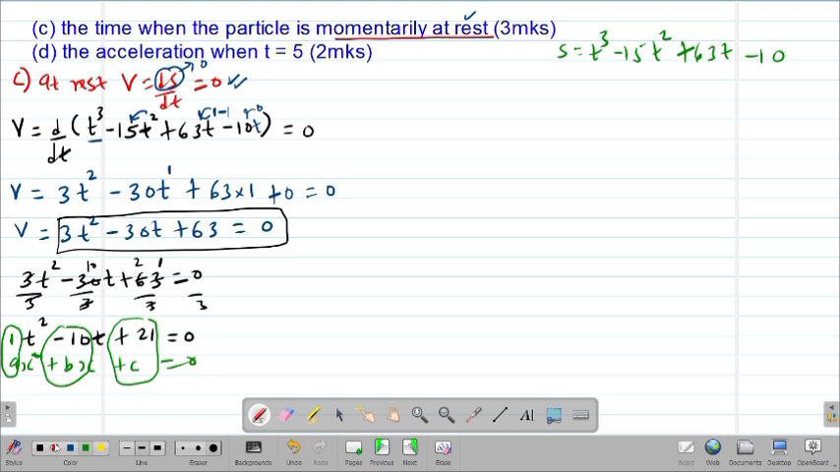So to solve for t, we need the product, which is ac. So this will be 1 multiplied by 21, which will be 21. Then the sum is the value of b, which is equal to negative 10. Then we check the common factors here. Of course, by 7, I can start with either 7 or 3.